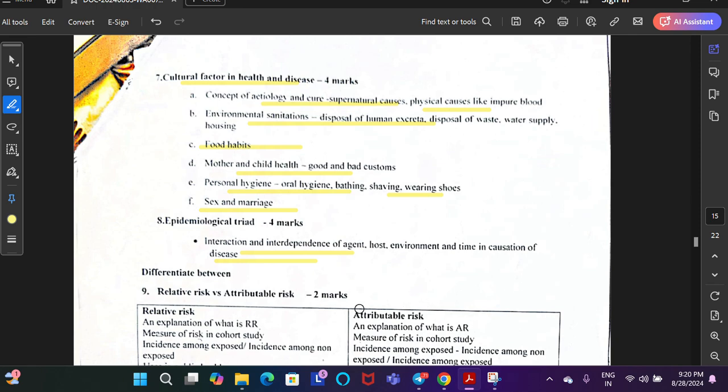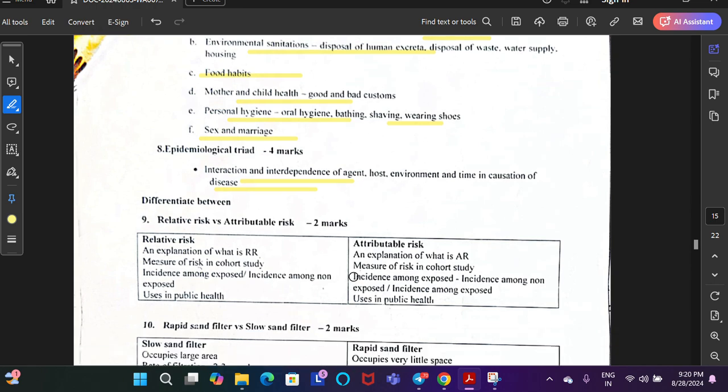The next section is differentiate between. The first question is relative risk and attributable risk. Relative risk is a measure of risk in cohort studies. Incidence among exposed divided by incidence among non-exposed is relative risk. It is used in public health.